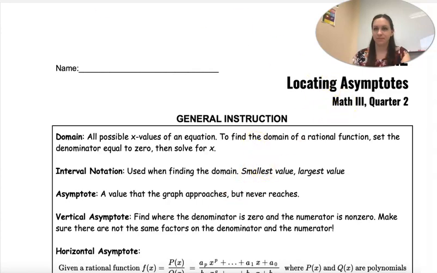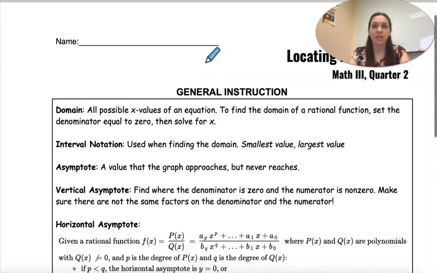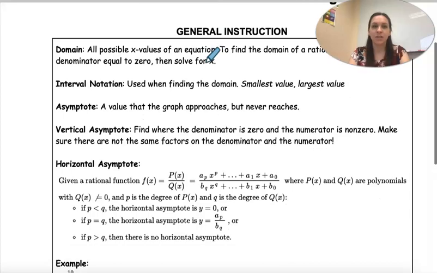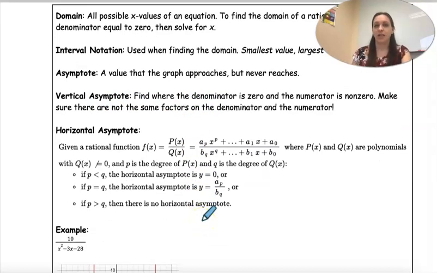Hey guys, in this section we're actually doing a lot of the stuff we did in 2.1, but we're writing the equations for the asymptotes. So domain's the same, interval notation's the same. We kind of looked at asymptotes last time, but now we're going to actually identify them.